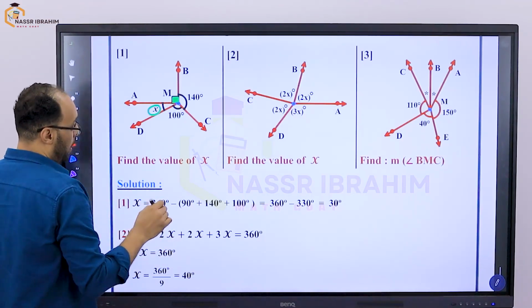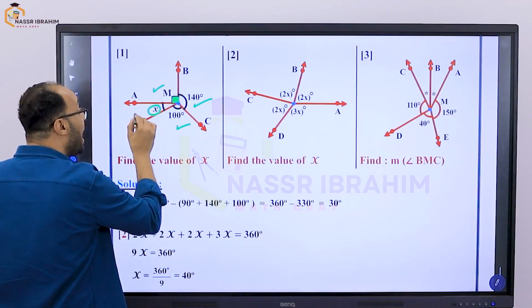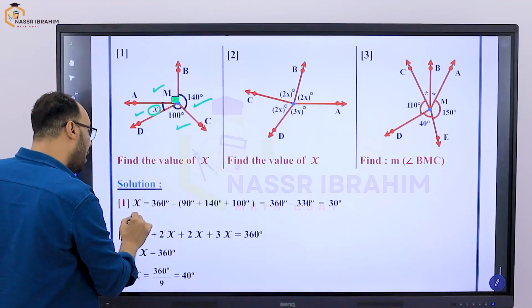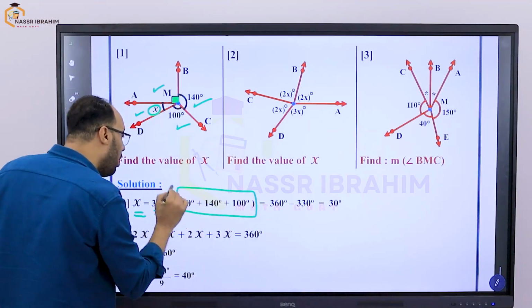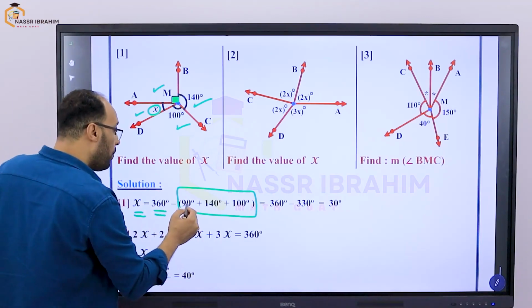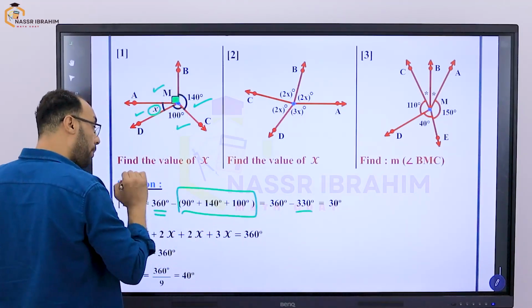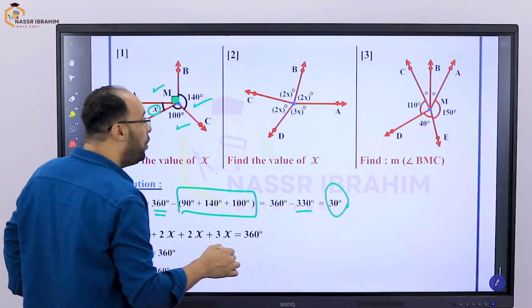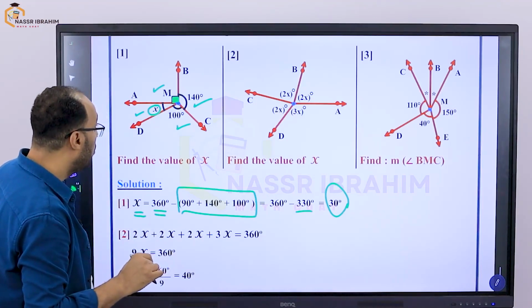So we will say that 140 plus 100 plus 90 plus x equals 360. Or we can say that x equals 360 minus the sum of the other three angles: 90, 140, and 100. If we add these angles, the result will be 330. Then we subtract 360 minus 330, and its measure will be 30 degrees. So the measure of x in the first case equals 30 degrees.